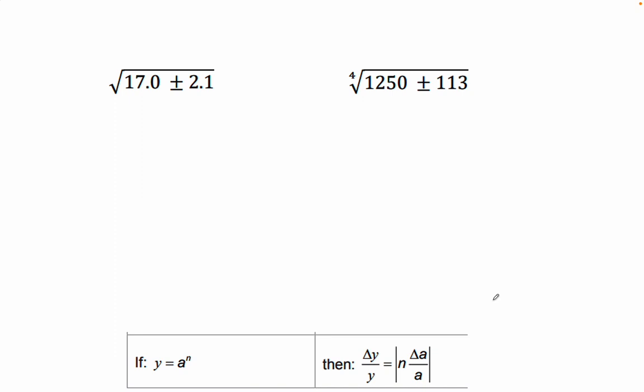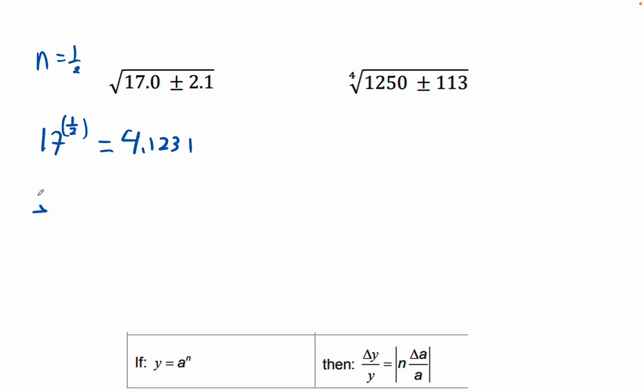Okay, let's do these last two. Now remember that this is a square root, so this is the same as 17 to the 1/2. That's literally what it is. So our n in this case is 1/2. The first thing I'm going to do is find the square root of 17, which is 17 raised to the 0.5. I could do the square root of it, and the square root of 17 is 4.1231, whatever the digits are.